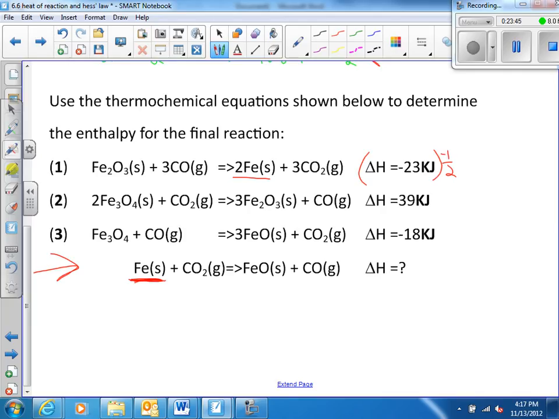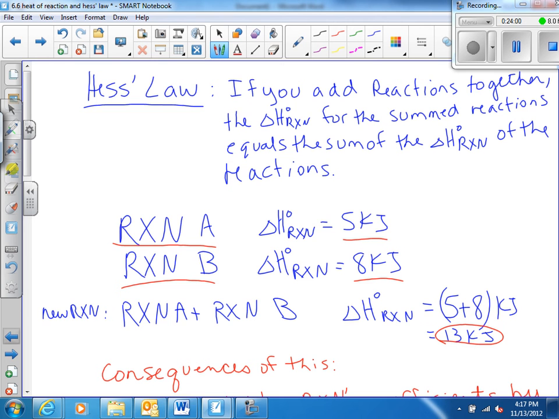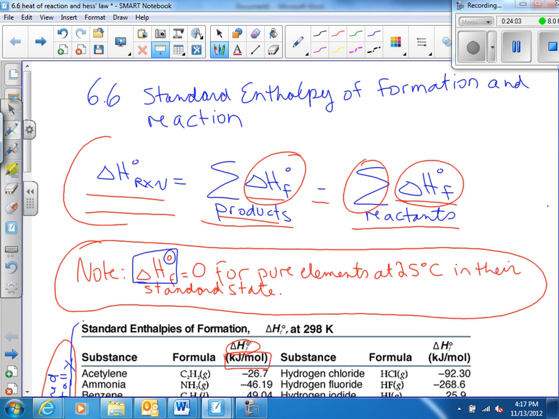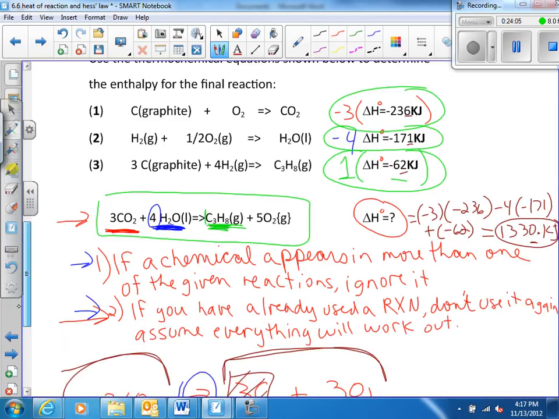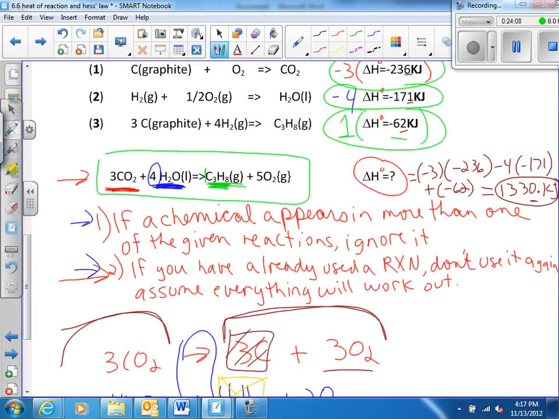Okay, CO2. Let's see, where do I see my CO2? Oh dear, I see CO2 in 2 places, and what I remember is Dr. Udell told me, I was talking to myself, sorry, I'm being a student in class. I told everybody, if you have already used a reaction, don't use it again, assume everything will work out. That doesn't apply so much here, except we've already used reaction 1. More importantly, this one right here: if a chemical appears in more than one of the given reactions, ignore it for now.